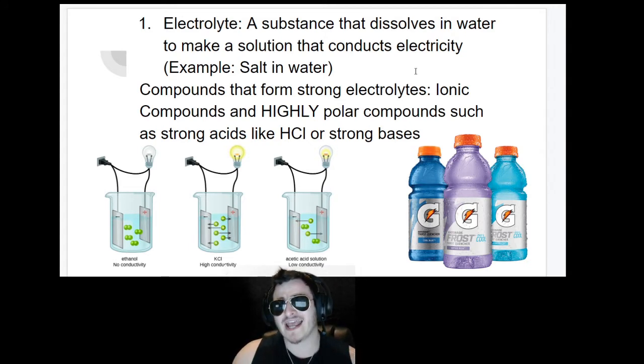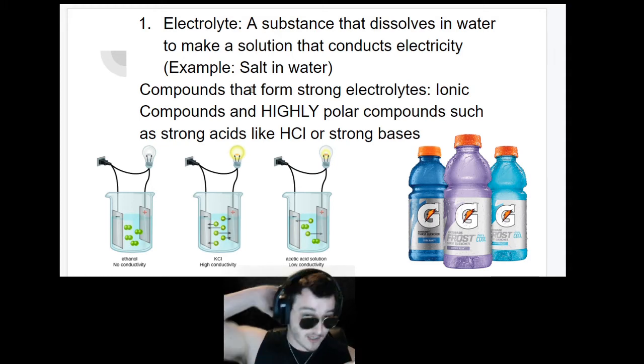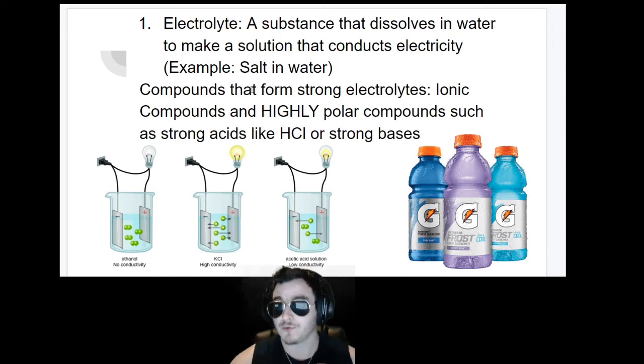But there are such things as strong electrolytes versus weak electrolytes. There are also substances known as non-electrolytes. If you do not dissociate and break up into different pieces, such as sugar, for example, or any other covalent compound, covalent nonpolar compounds, well, those are all non-electrolytes. However, the compounds that form strong electrolytes are ionic compounds, such as salt, NaCl, along with very highly polar compounds that almost behave like ionic compounds, such as strong acids or strong bases.